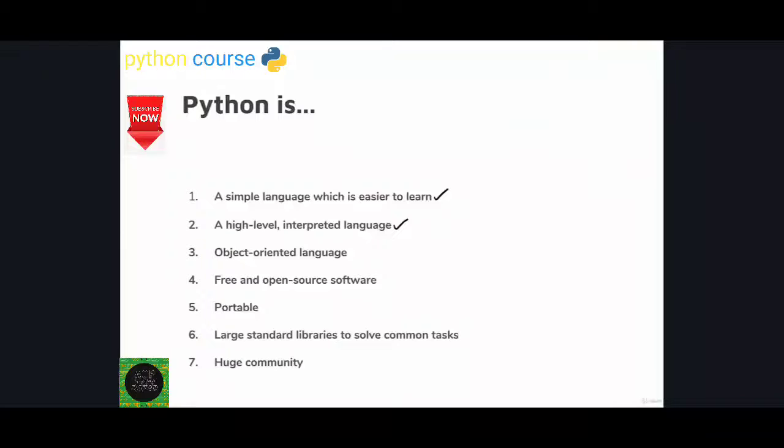And Python is an object-oriented language. And it is free and open source software. You can freely use and distribute Python even for commercial use. Not only can you use and distribute software written in it, you can even make changes to Python's source code.